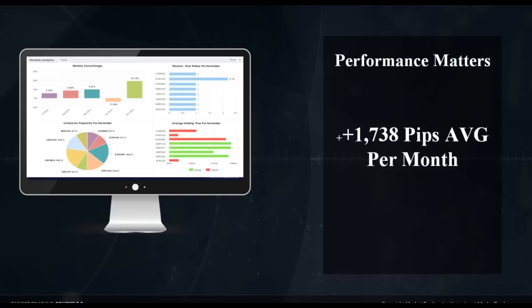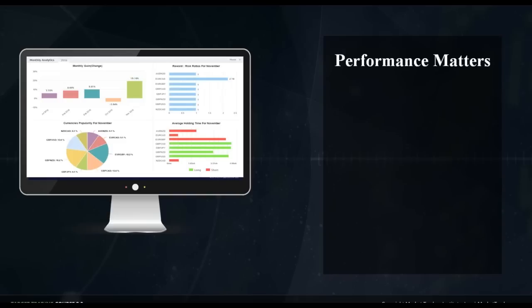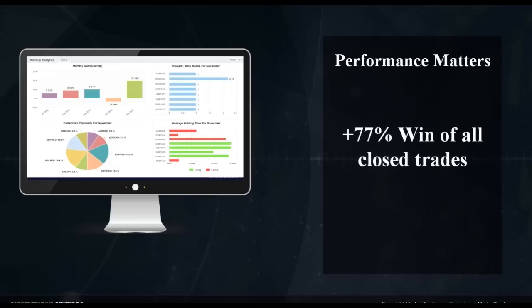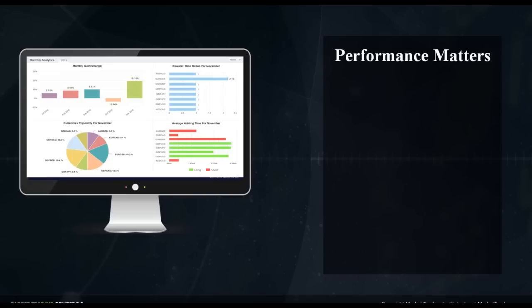1,738 pips on average. Every single month, 1,738 pips average. This is winning 77% of all of its closed trades. These are really, really neat stats. Watch this.